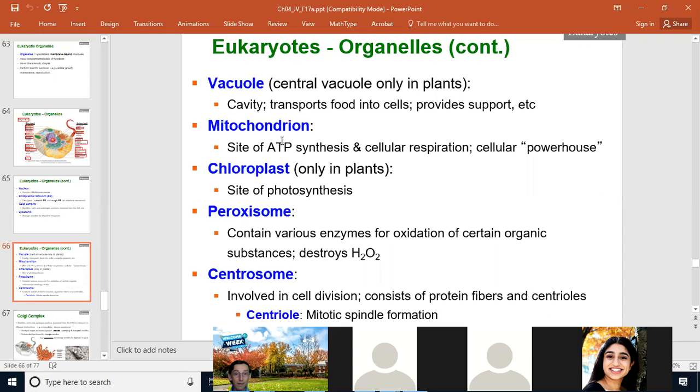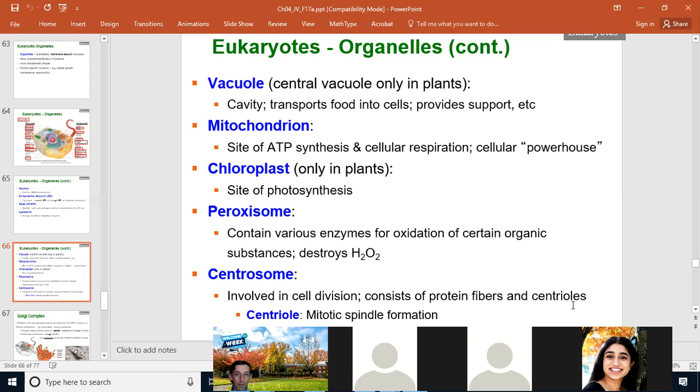The mitochondria is the site of ATP synthesis and cellular respiration. We can say it's the cellular powerhouse of the cell. And mitochondria is the plural term. Mitochondrion is the single term, meaning if you're talking about one, you use the term mitochondrion. Chloroplasts, only found in plants, are the site of photosynthesis.